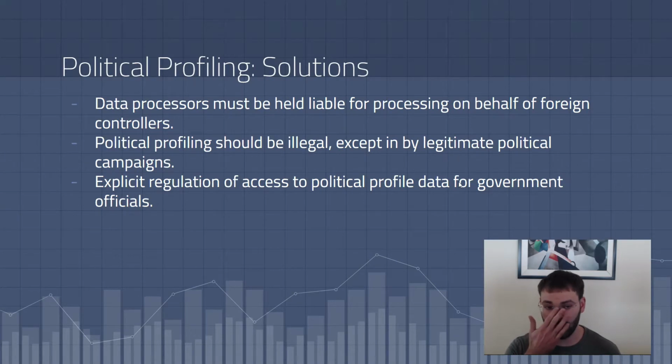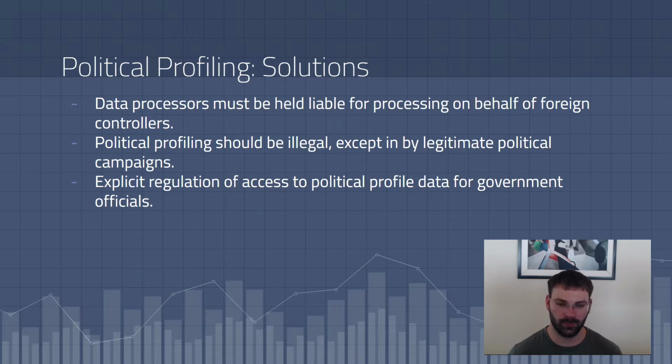So the solution here regarding political profiling is that data processors, first of all, need to be held liable for processing data on behalf of foreign controllers. So when Facebook crunches numbers and identifies liberals that the Russian operatives can target on their Facebook ads and in their Facebook groups, Facebook needs to be on the hook for that, for example.